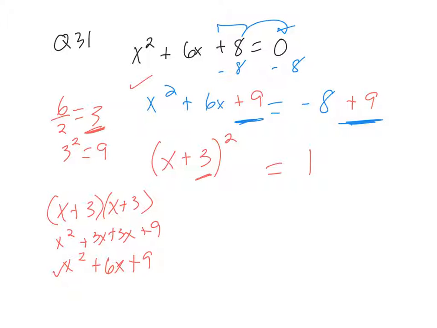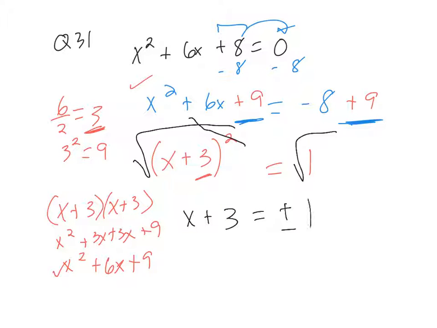So now that I have this, in order to solve, I'm going to take the square root of both sides. The square root of x plus 3 squared basically just cancels out that square, and you're left with what's on the inside, x plus 3. The square root of 1 is plus and minus 1. So you're going to have two answers.